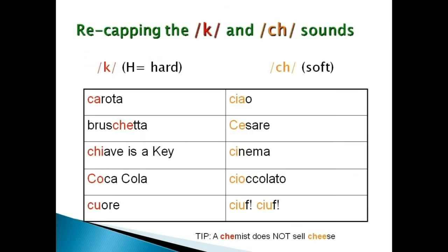Let's recap the sound k and the sound ch. Repeat after me after each pair of words. Carota, ciao. Bruschetta, Cesare. Che, c'è. Chiave, cinema. Chi, ci.